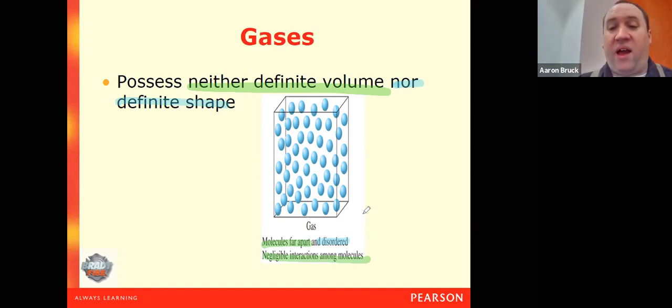So what we will find is that solids and liquids actually have a lot more in common with each other than they do with gases. Gases are kind of their own thing. And what we'll see is that we will actually study gases independently of liquids and solids because the gases and their properties are so different.